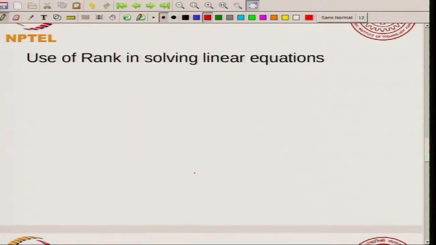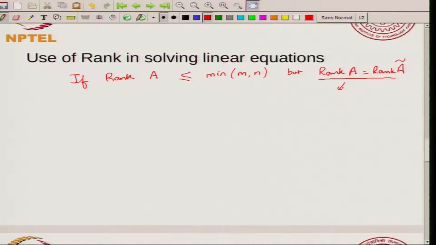You can also extend it to other cases. You can ask what happens if the rank of A is less than or equal to the minimum of m and n, but the rank of A equals the rank of A tilde. This guarantees consistency, meaning the equations will not be inconsistent. And when the rank is less than or equal to the minimum of m and n, you can have more than one solution. That means some equations are dependent on the others, and so you can have multiple solutions.